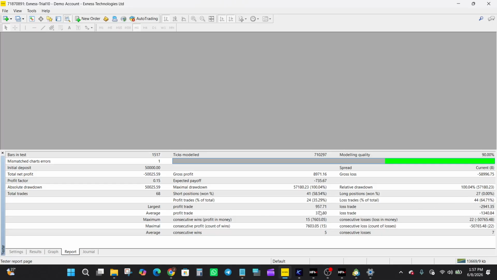Now, the largest profit was 957.71, and the largest loss was 2,941.35. The average profit was 373.8, and the average loss was 1,340.84. So based on the average profit and loss, I can see that this EA has a bad risk to reward ratio, and the win rate is poor as well. So when you combine a bad risk to reward ratio with a poor win rate, of course, you would be expecting to see a bad result. So the total net profit was negative, right?